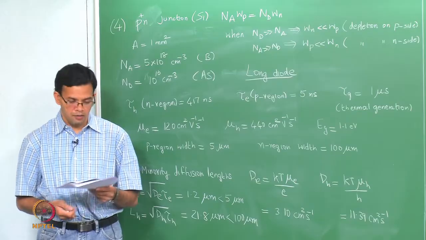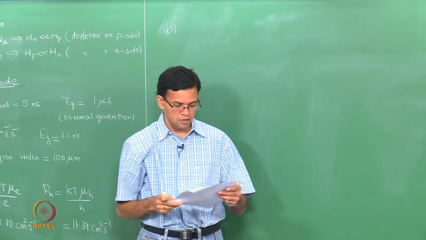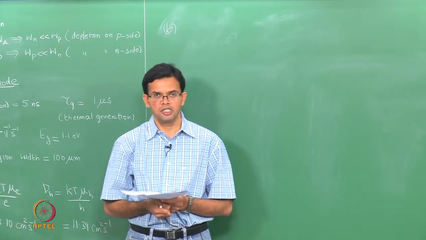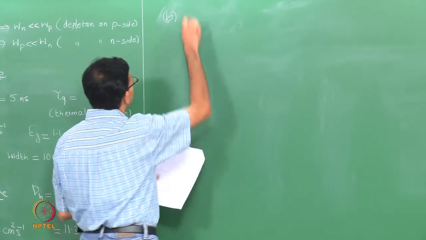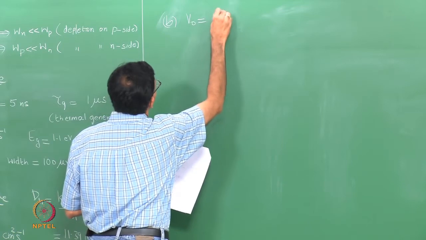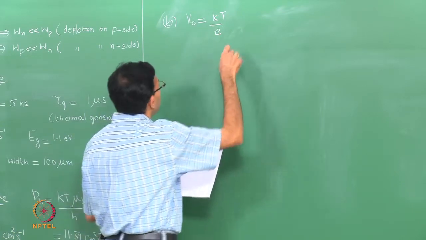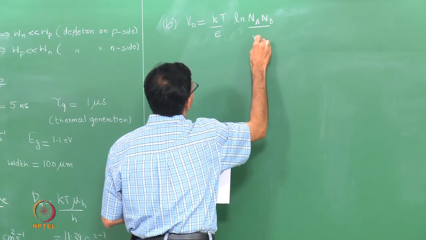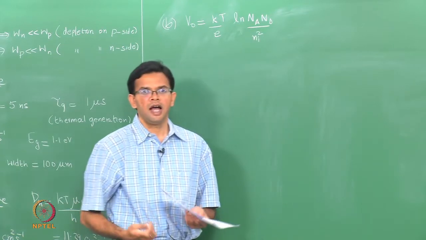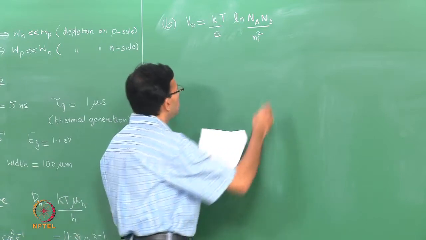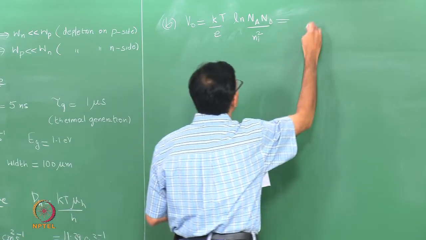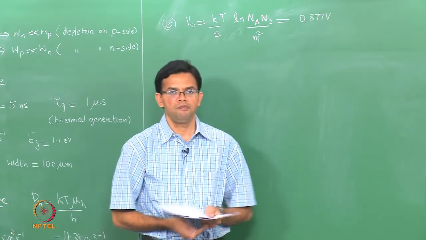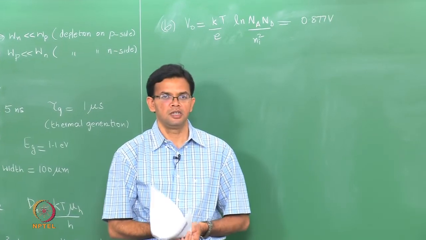Let us go to part B. In part B, we want to calculate the built-in potential across the junction. This is the potential when the junction is in equilibrium. This is fairly straightforward. It is kT over e, ln of Na Nd over Ni squared. We have all the numbers, we just need to substitute that. This works out to be 0.877 volts.